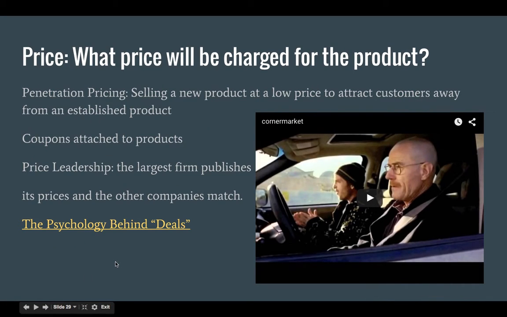Okay, price is the next thing. What price is going to be charged for the product? One way that companies decide how to price a product is they actually tend to price it really low at the beginning to attract customers away from an established product, and then they raise prices. Some of you might be familiar with Breaking Bad.